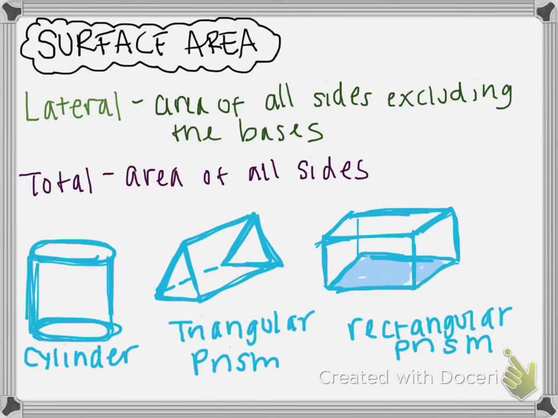Hey guys, so in this video we're going to do surface area. Remember there's two types: lateral surface area, which is the area of all the sides excluding the bases, and total surface area, which is the area of all the sides including the bases. So we have a cylinder, a triangular prism, and a rectangular prism.